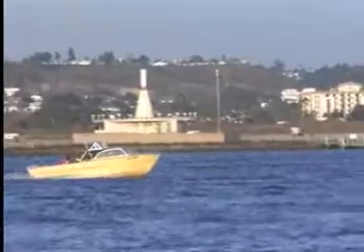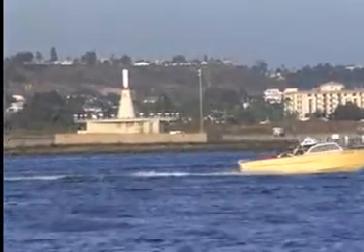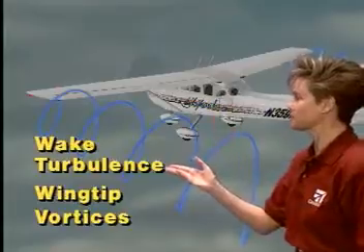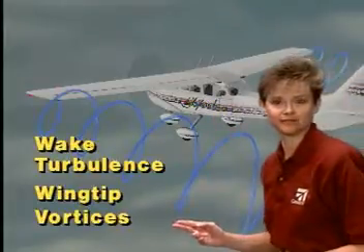Let's review for a minute what we know about wake turbulence. First, let's look at a boat going through the water. Now notice the wake that it's generating. Well, an airplane also generates a wake in the air. We call that wake turbulence or wingtip vortices.